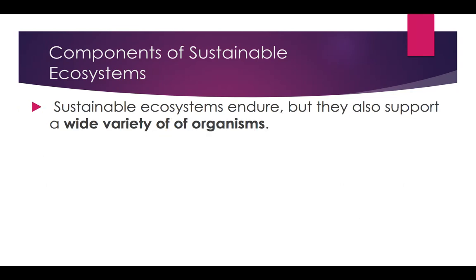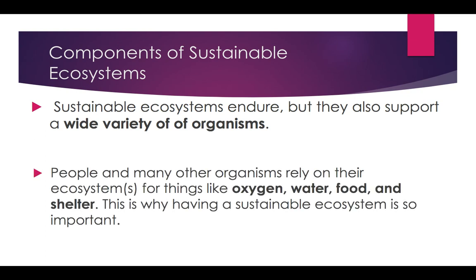Sustainable ecosystems endure, but they also support a wide variety of organisms. You will see that healthy, sustainable ecosystems can sustain a large variety of animals. In fact, people and many other organisms rely on ecosystems for important things like shelter, water, oxygen, and food. And so it's very important that we take care of this sustainable ecosystem so that it can take care of us.